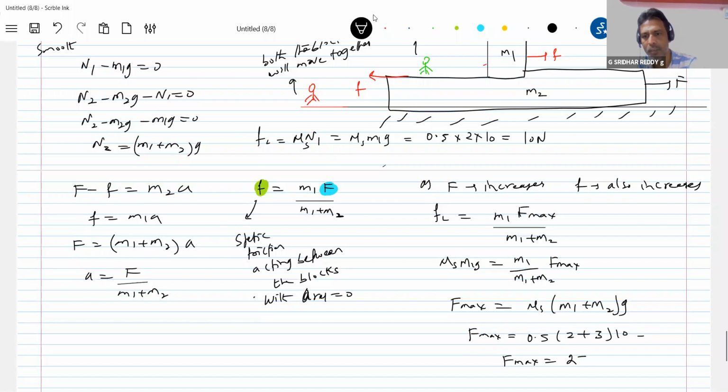When applied force is less than F max, then no slipping occurs. When applied force is greater than F max, slipping will occur. So how can you say slipping or no slipping? Suddenly all of you brought such a complex condition here. Why should I call it F max?